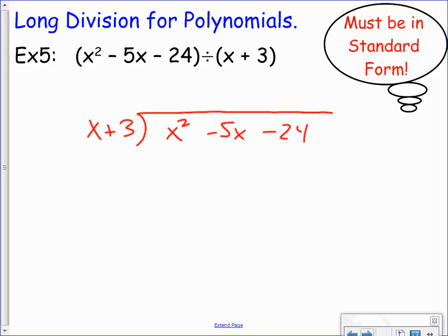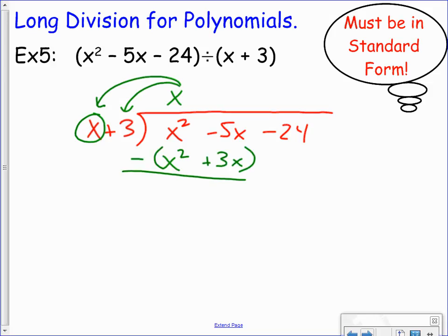Okay, here we go. Just look at the first one. X goes into x squared. How many x's do we need to get to x squared? We need 2x. We already have 1, so you just need to multiply this by another x. Then you just distribute. X times x is x squared. Then x times 3 is 3x. I put parentheses around that because I'm subtracting that whole thing, so you have to remember you're subtracting it.